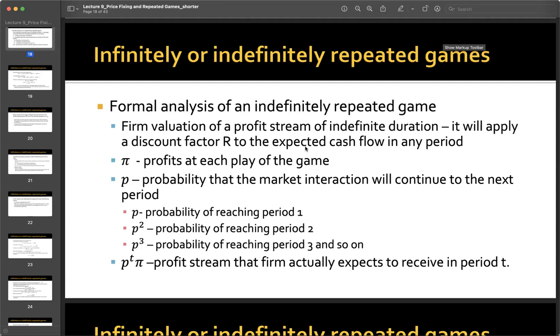Okay, so babalik tayo dito. So the firm valuation for a profit stream of indefinite duration will apply a discount factor of big R to the expected cash flow in any period. Ang discount factor R, gusto ko lang balikan to because baka we skipped it. We ended with this, but we wanted to make sure that we understand the discount factor R.